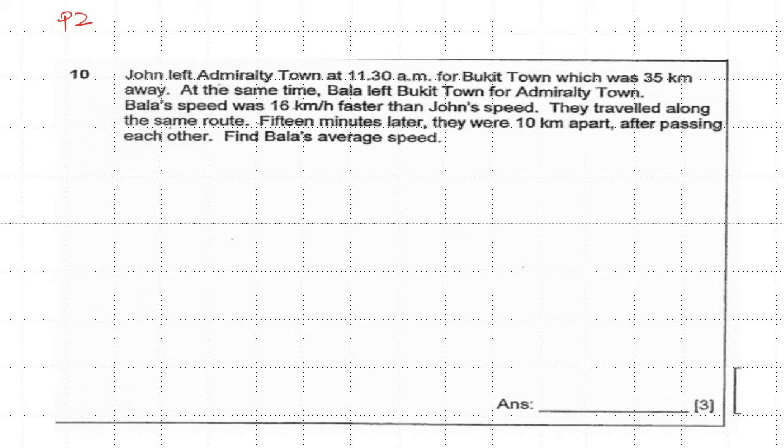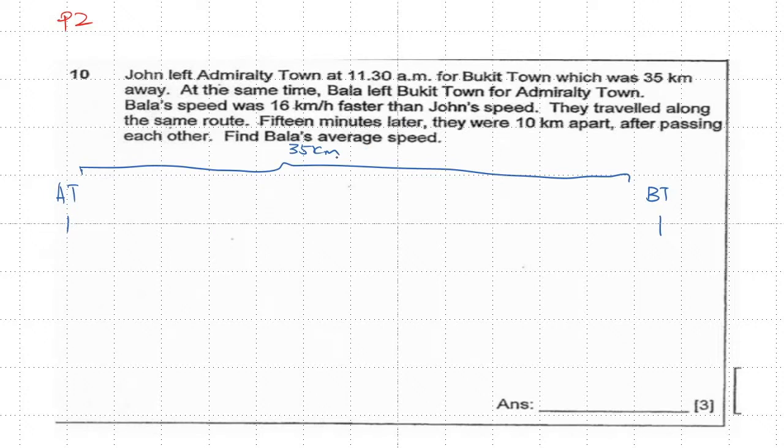Okay, Joshua, for this question, you say you don't know how to do. So we go through this. Just go through step by step with me. I have this Admiralty town to Bedok town. So this whole total distance is what? 35 kilometer.